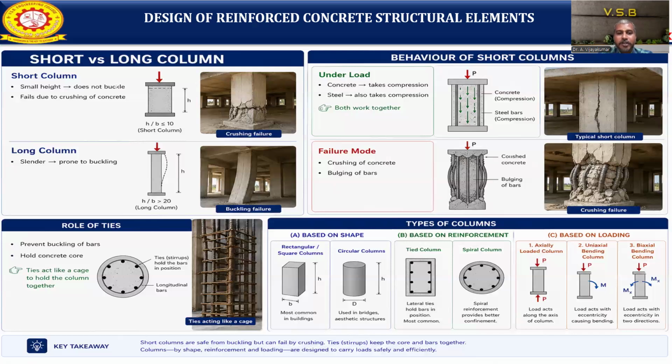Now it is like formwork and reinforcement. The tie is going to be placed to hold the reinforcement like a cage. So short columns are safe from buckling, but can fail by crushing of the column. Ties keep the core and bars together. Columns have different shapes, different types of ties, and different loading systems.